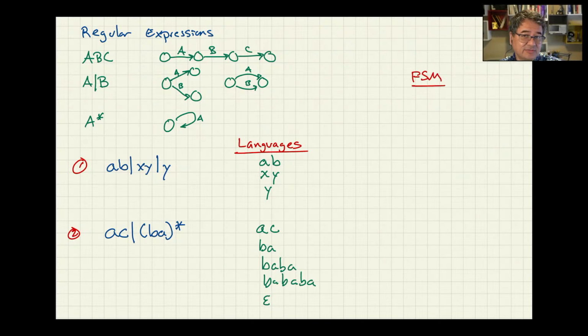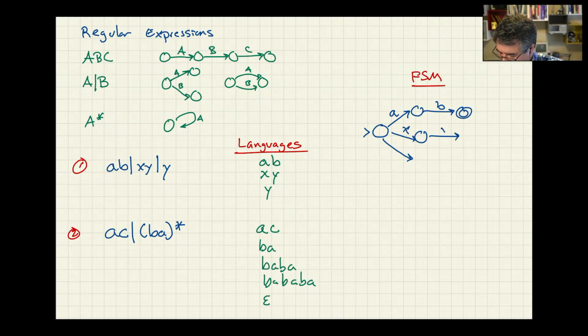Okay, and then the finite state machines. For number 1, you just need to make a machine that has 3 branches. So it's either going to do the AB branch or the XY branch or the Y branch. We'll do that by writing our initial state with an arrow pointing at it. And then we've got 3 branches going away from it. One of them is the AB branch, and then we put an accepting state at the end of the B. The next one is the XY branch. And then finally the Y branch.